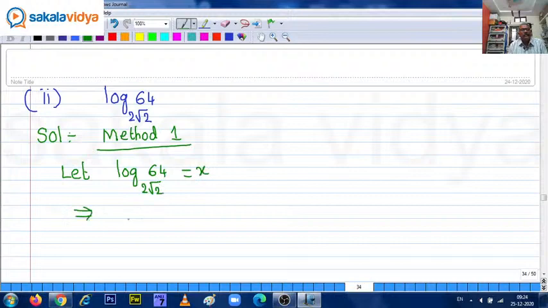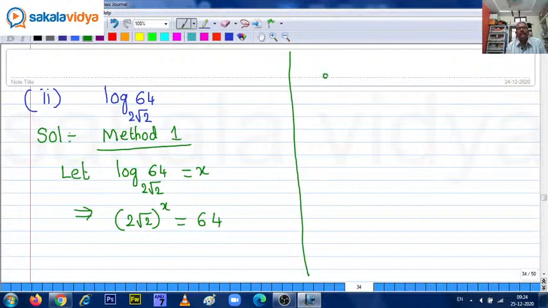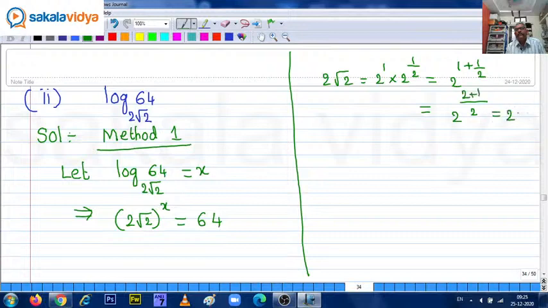Now we can write 2 root 2 all to the power of x equals 64. Here 2 root 2 means 2 to the power of 1 into 2 to the power of 1 by 2. So this we can write as 2 to the power of 1 plus 1 by 2, which is 2 to the power of (2 plus 1) by 2, that is 2 to the power of 3 by 2.